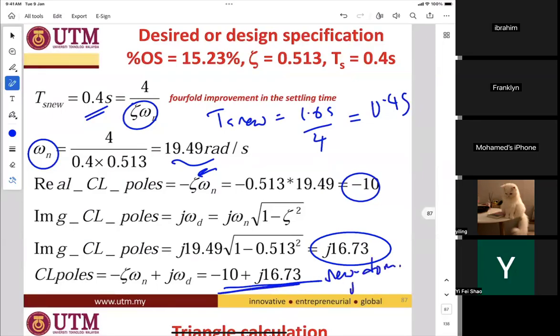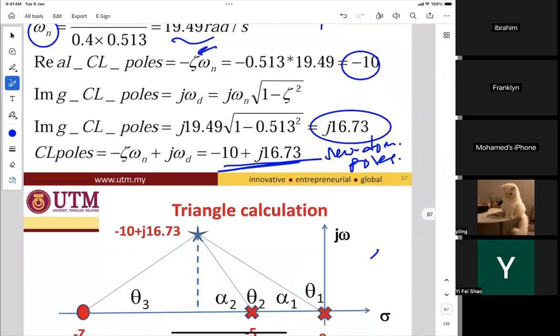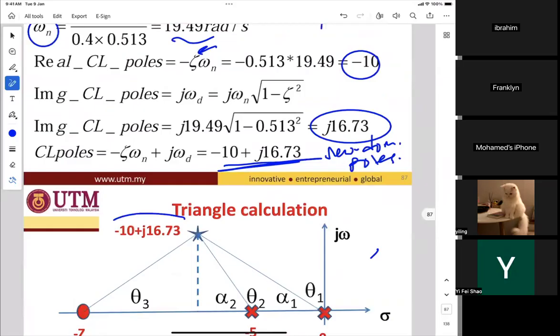In PD, we must calculate the new dominant poles based on the spec given in the overshoot percentage, in the settling time reduction, in the peak time reductions. And then we use this new dominant pole.